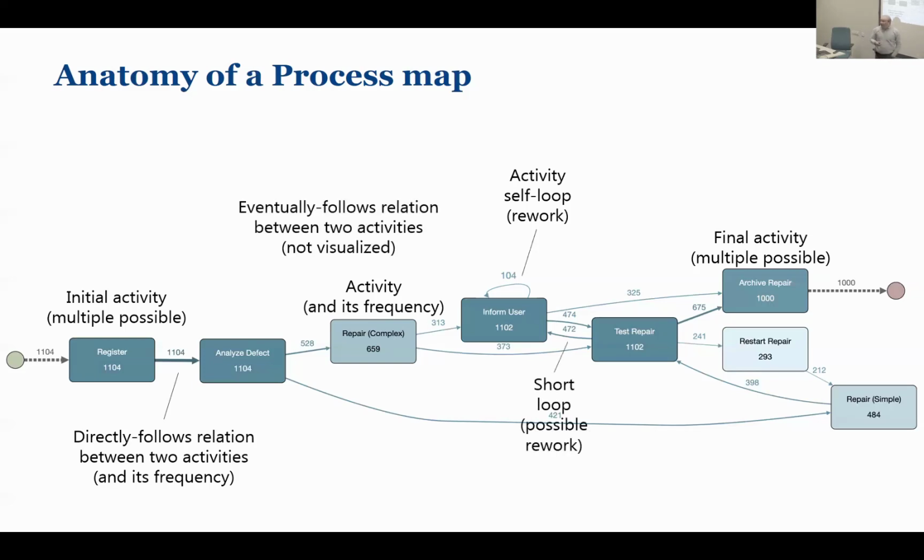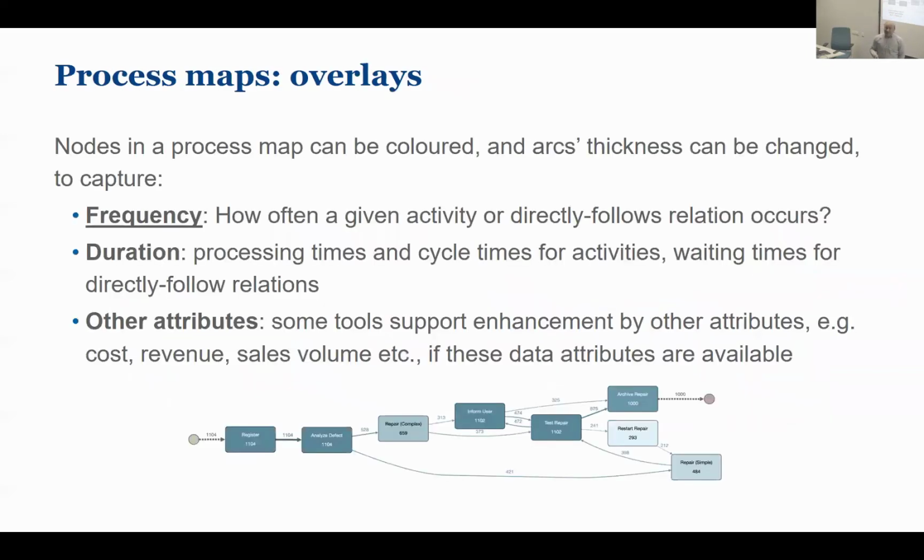You can also see that there is a short loop: from inform user, you go to test repair, and apparently you go back to inform user. That thing is called a short loop. I'm going to talk a lot about short loops this week and next week, because short loops sometimes denote repetition, but sometimes they represent parallelism. So you have to be very careful when in a process map you see a short loop. It does not necessarily mean that these two tasks are repeated, as I will show later.